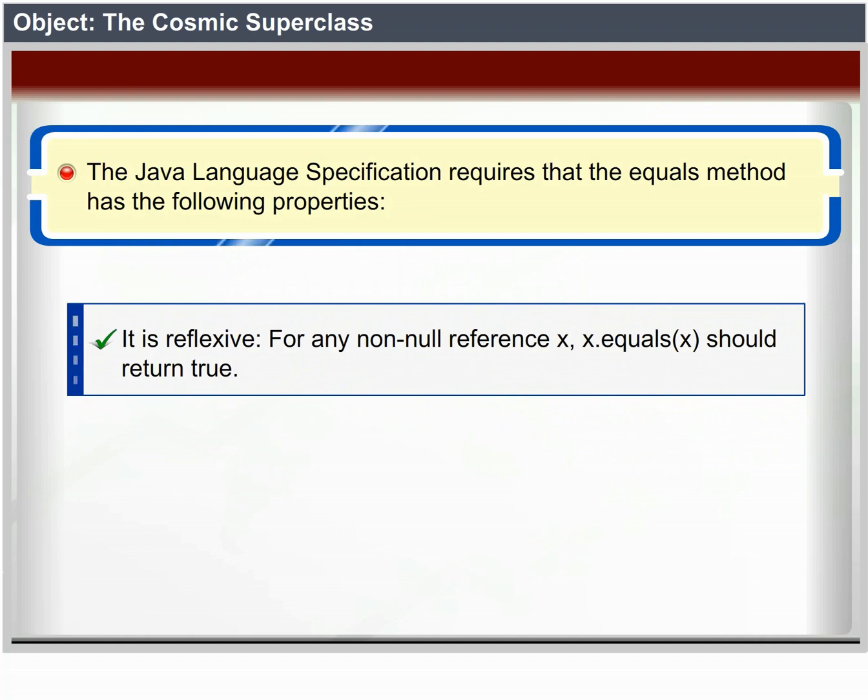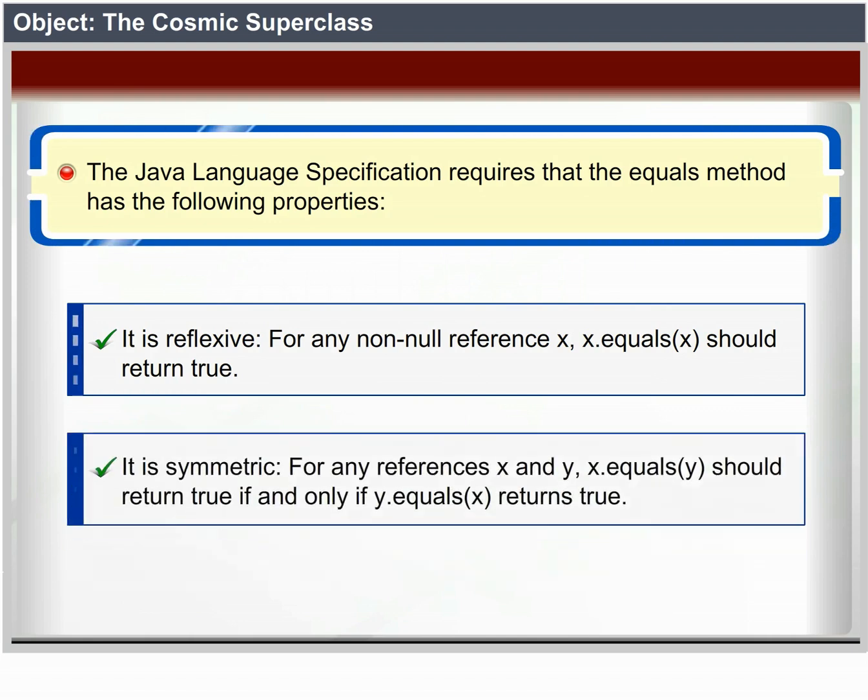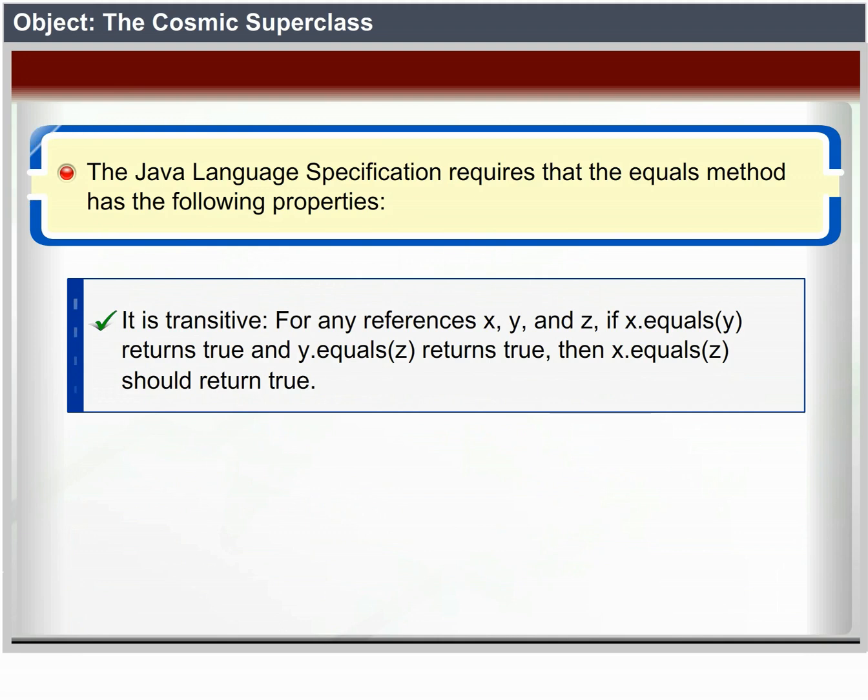It is reflexive. For any non-null reference x, x.equals(x) should return true. It is symmetric. For any references x and y, x.equals(y) should return true if and only if y.equals(x) returns true. It is transitive. For any references x, y and z, if x.equals(y) returns true and y.equals(z) returns true, then x.equals(z) should return true.